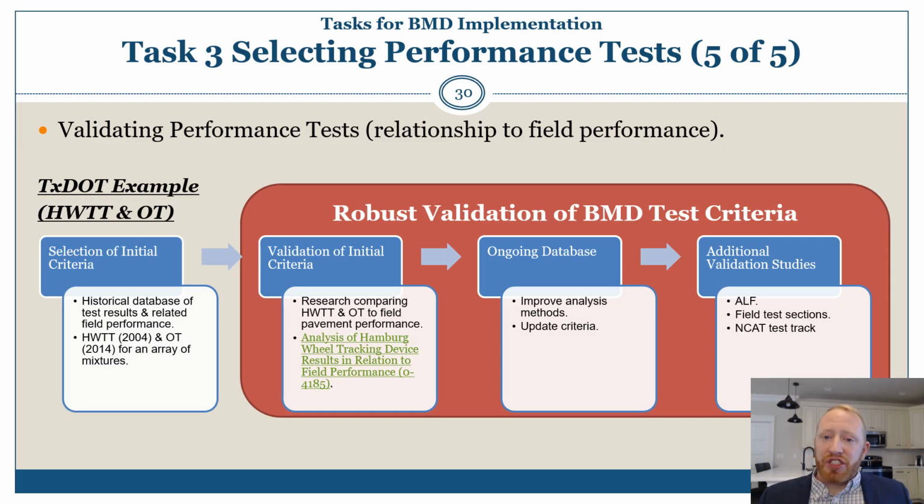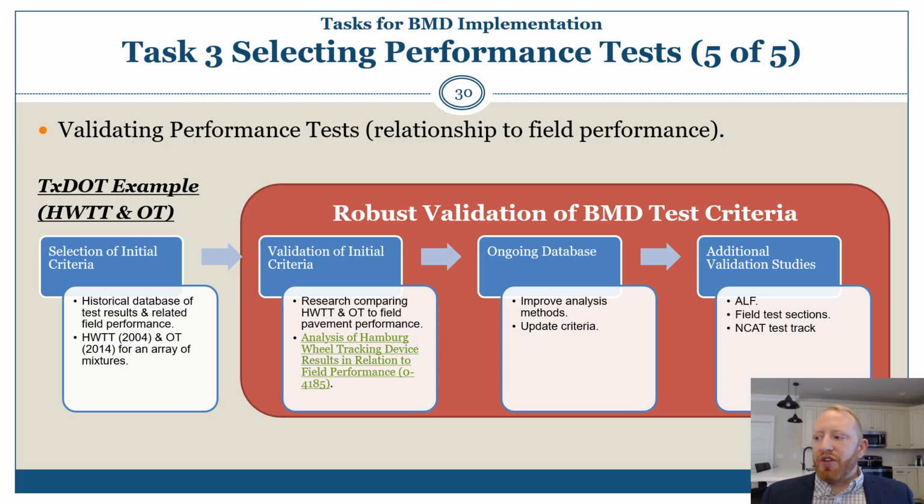So here is an example from Texas of how they looked at validating their performance tests. They had a historical database of test results and were able to associate that with field performance for Hamburg and overlay tests for an array of different mixtures. So what they did was compare that research to field performance, of which we have a paper cited here, and then continued adding to an ongoing database where they've been able to improve analysis methods and update criteria as they get new results. You'll see this as a feedback loop, so keep that in mind.